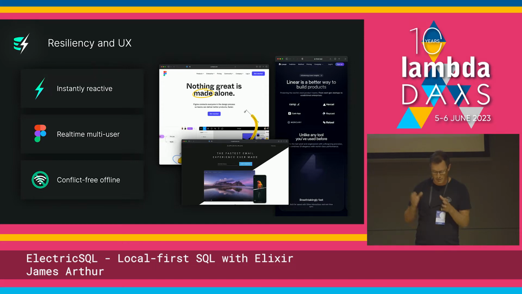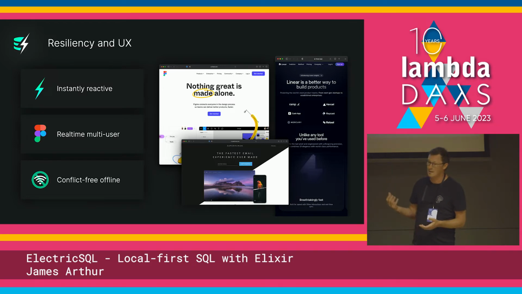Also, you take the network off the interaction path. Your app code just talks to the local embedded database, so it feels instant. You don't have the lag and loading spinners. And because you have to handle offline capability and background sync, you have to build things in such a way that it supports real-time multi-user, and you're doing active-active replication. So you get this combination of instant reactivity, real-time multi-user, and conflict-free offline, which when you combine them is the best possible combination of user experience.